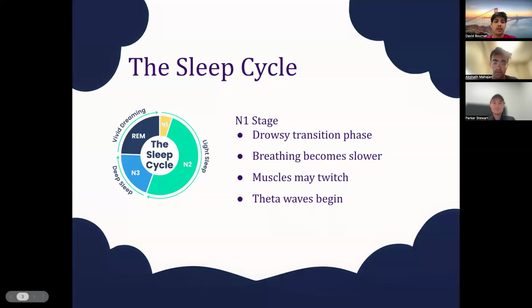Awesome. Thank you, Parker. And so first, let's start off with the sleep cycle, which repeats about every 90 minutes throughout the night. So when you first start to fall asleep, you're going to be entering N1 sleep, and this is the light transition into sleep. This is where you start to see your breathing become slower, your muscles may start to twitch, and if you're looking at an EEG machine, you can see brain activity slow and theta waves start to appear. This is also the stage where you think you're actually awake, when in fact you're asleep, and you can actually end up doing a lot of different behaviors during the N1 stage of sleep.